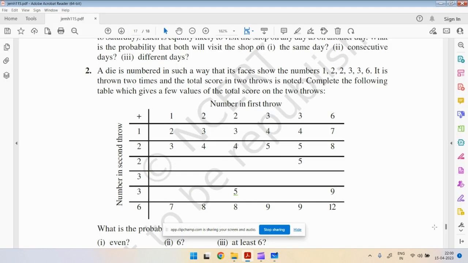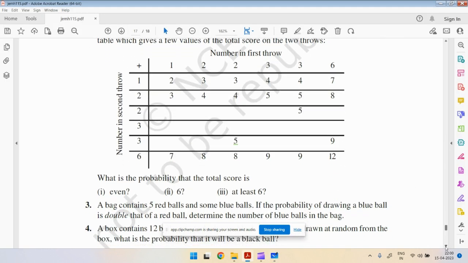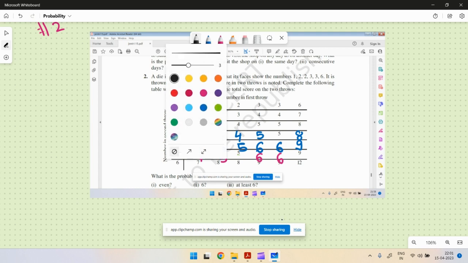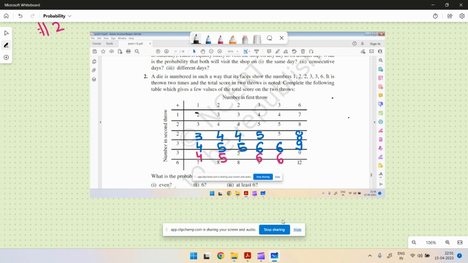Now the next question says: what is the probability that the score is even? So the score is even means, what is an even score? 2, 4, 6, 8, 10, 12. So an even score is either 2, 4, 6, 8. This is 4 again, this is 4 again, this is 8 again, and this is 6.